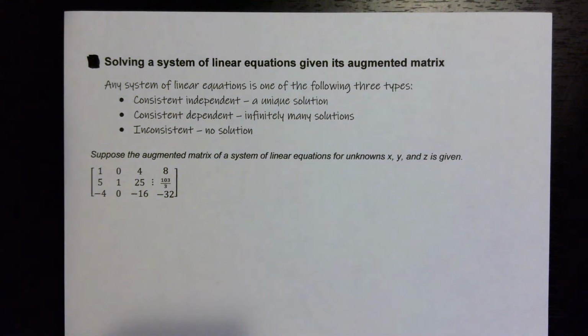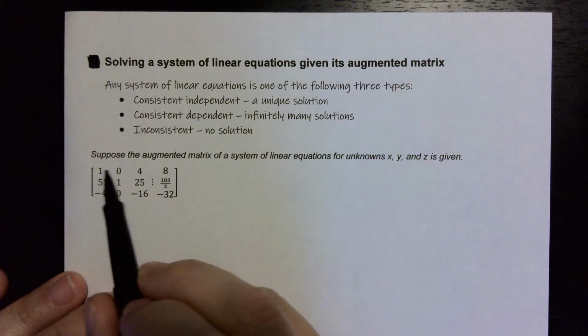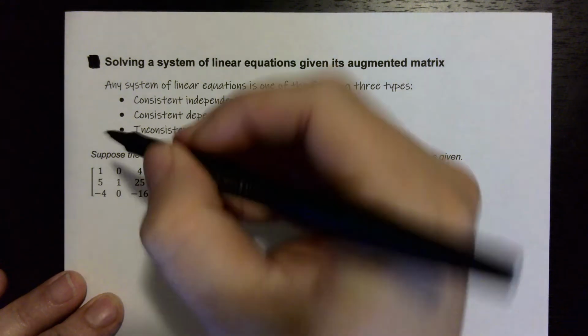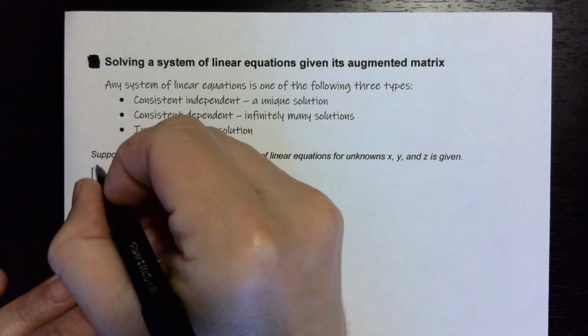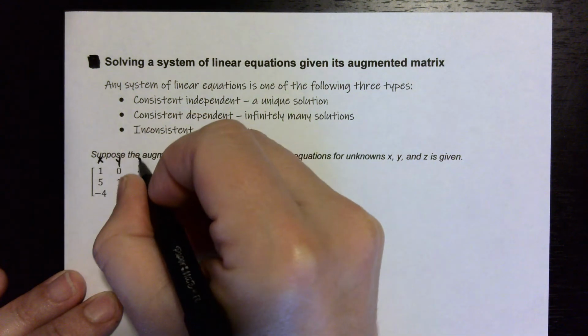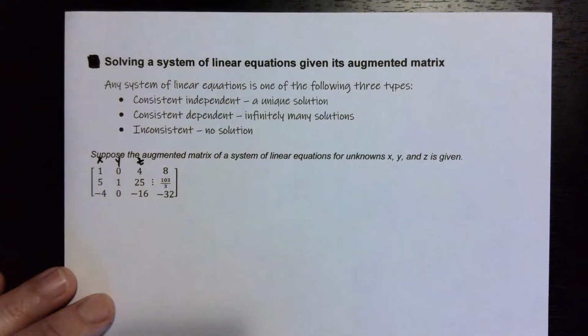In this video, we're going to be talking about solving a system of linear equations given an augmented matrix. This is going to be three equations, so it's going to be a 3 by 4 matrix that we're looking at, and this represents x, y, and z, and over here are going to be our solutions.